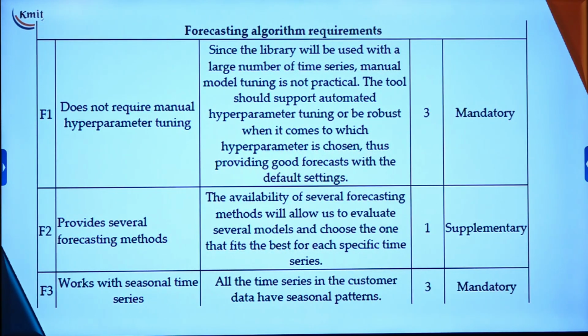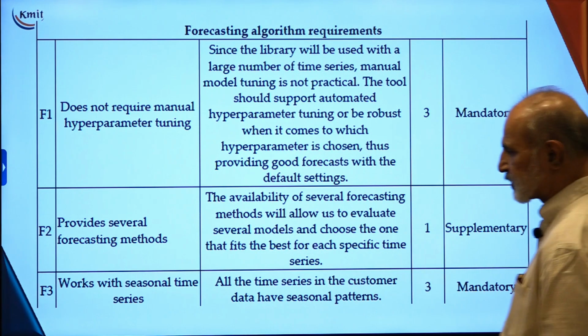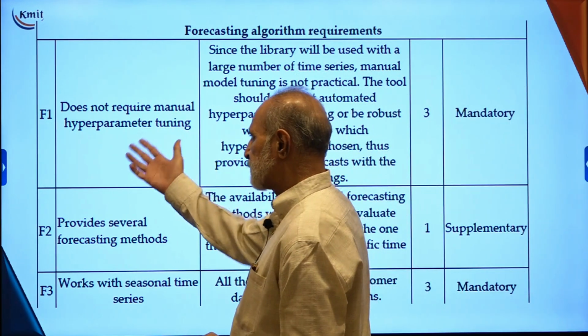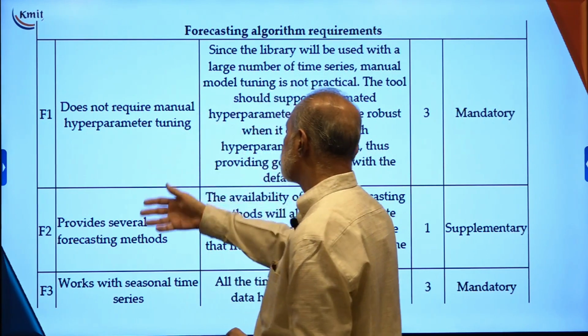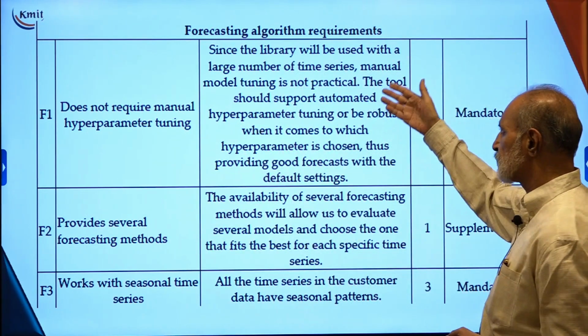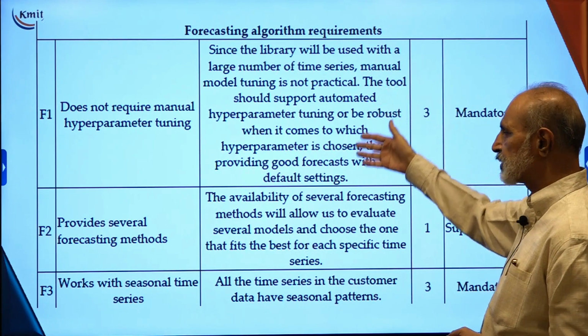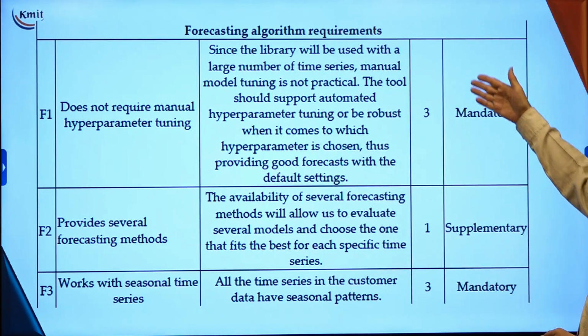Let us look at the forecasting algorithm requirement. F1: does not require manual hyperparameter tuning. So it is automatic parameter tuning on the model. Since the library functions are used on a large number of time series, manual modeling is not practical. So it is mandatory, and I give a score of 3.